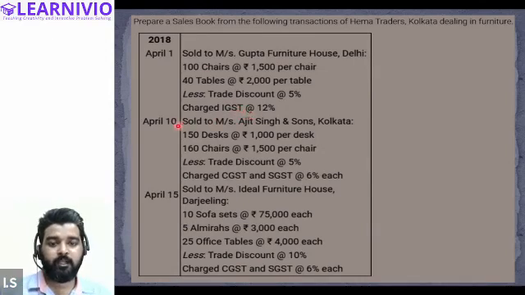Now on April 10, we are selling goods to Ajit Singh, and these are the various quantities of furniture we are selling. We have also given them a discount of 5%, and again GST is charged. And on 15th April, we are selling to Ideal Furniture House, Darjeeling, 10 sofa sets, but I don't know why there is CGST and SGST charged. Never mind, no problem. Just solve this question.